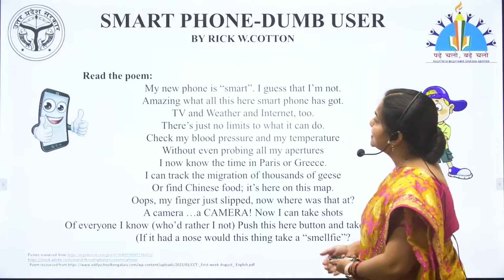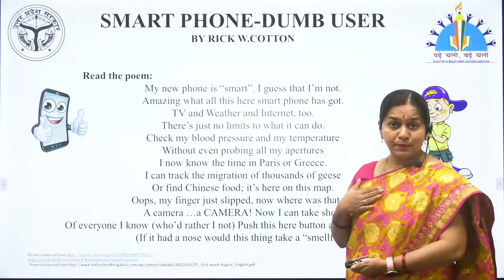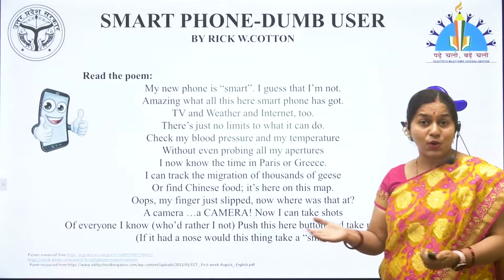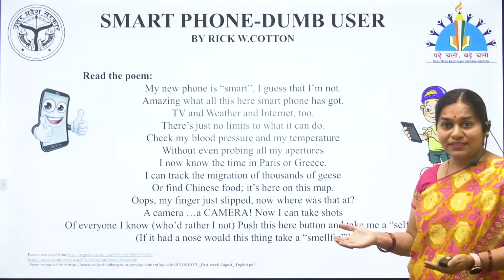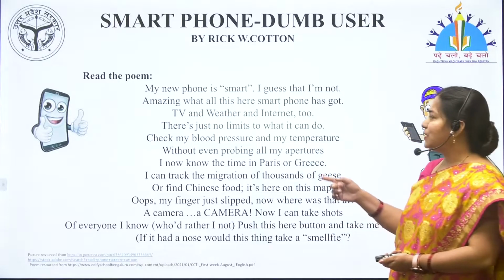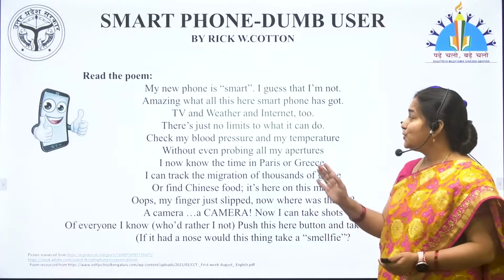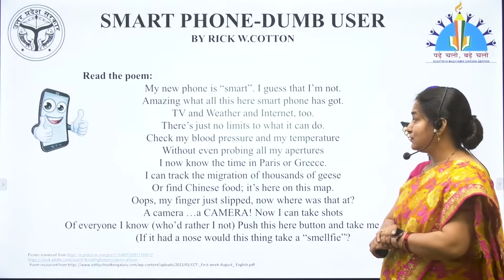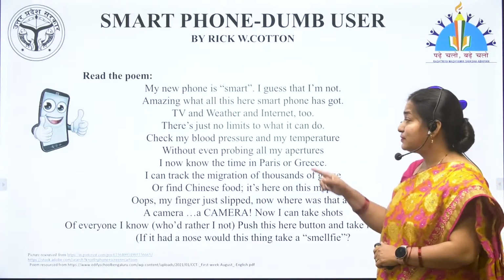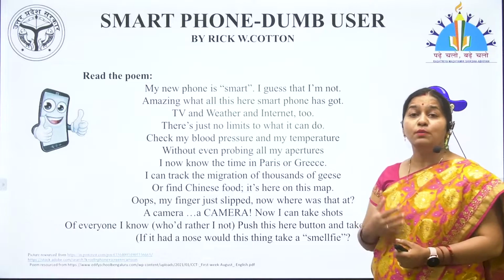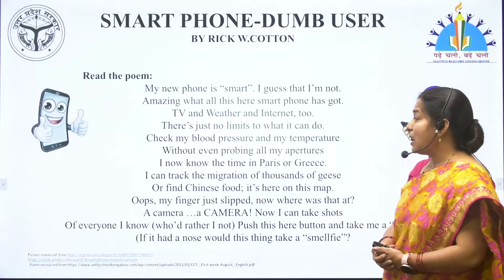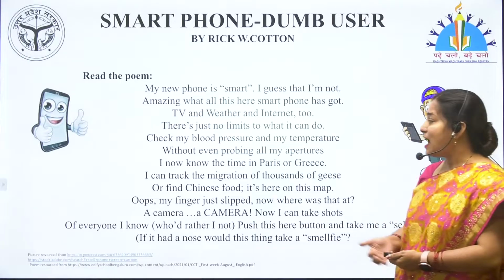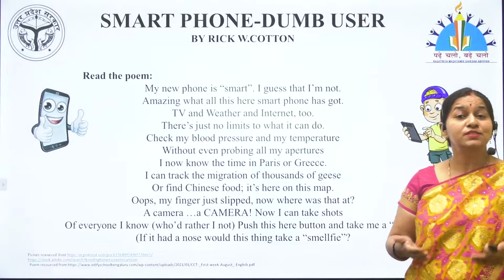My new phone is smart. I guess that I am not. Amazing what all this here smartphone has got. TV and weather and internet too. There's just no limits to what it can do. Check my blood pressure and my temperature without even probing all my apertures. I now know the time in Paris and Greece. I can track the migration of thousands of geese.